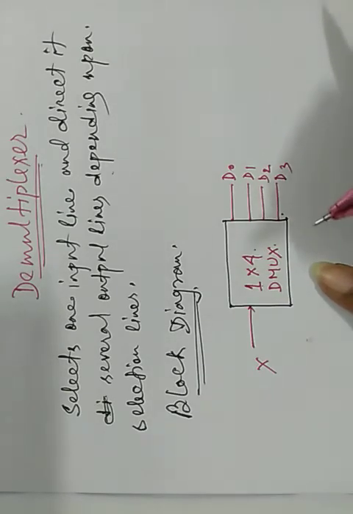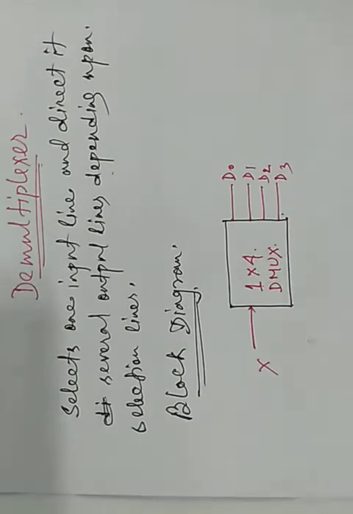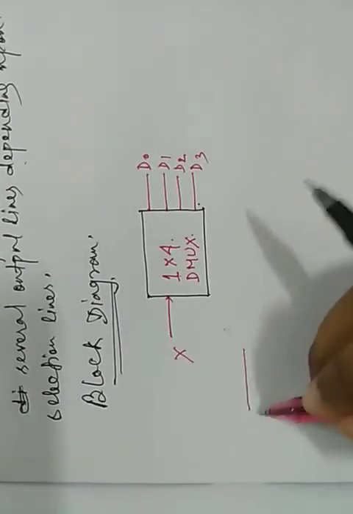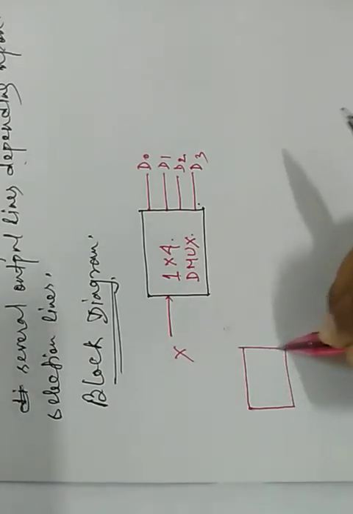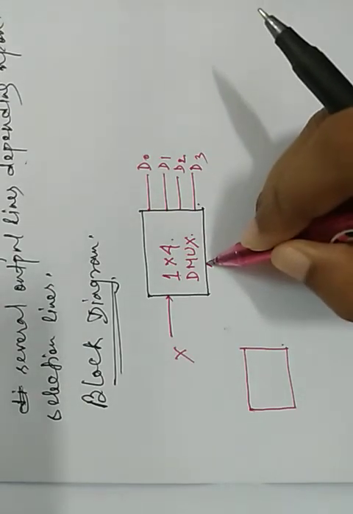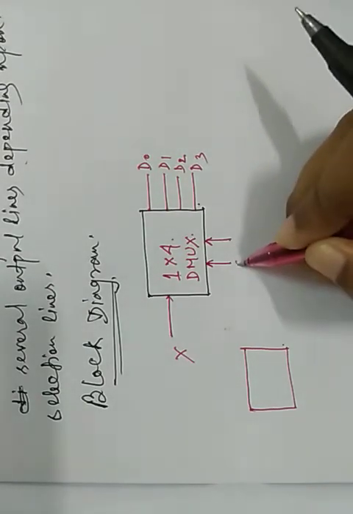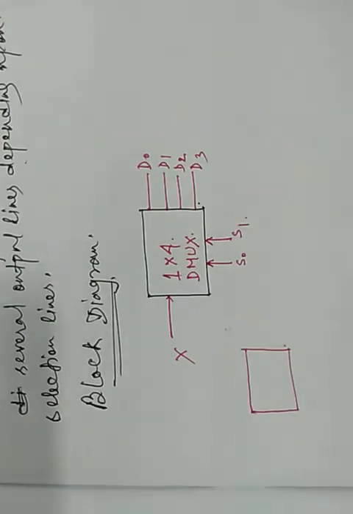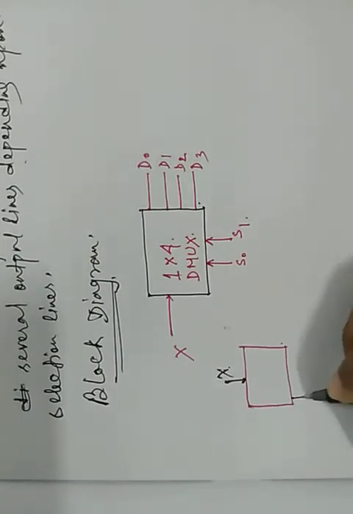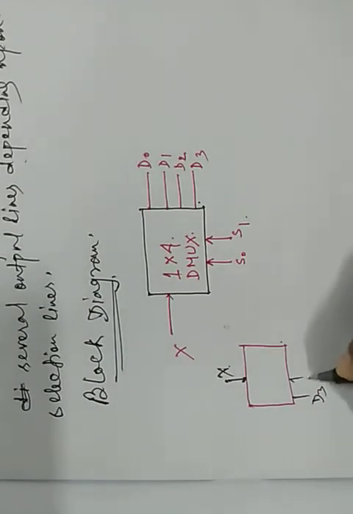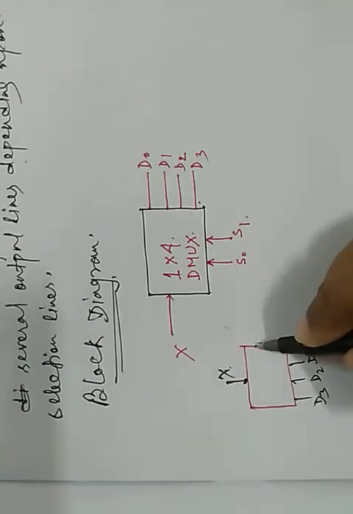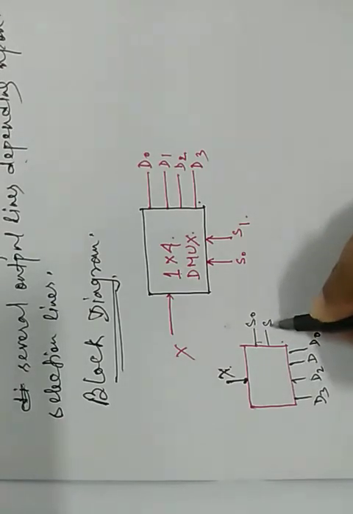That means demultiplexer. Here, with 4 output lines, there must again be 2 selection lines, S0 and S1. So we have the X input line, the outputs D0 to D3, and obviously the 2 selection lines S0, S1.